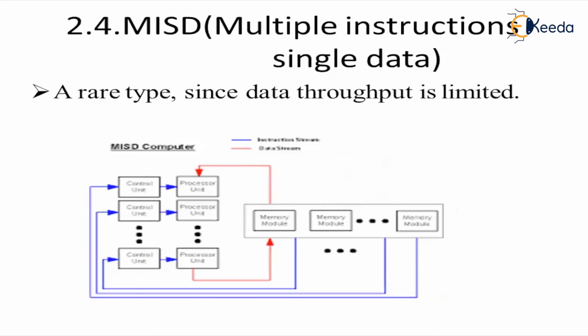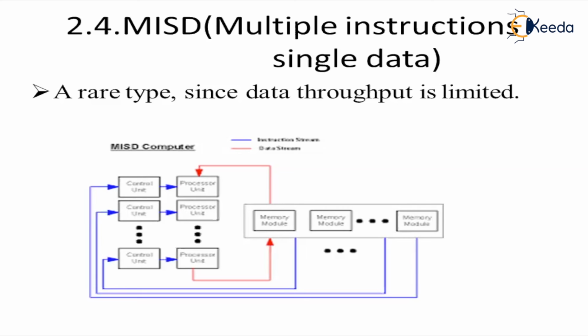Now you have multiple instruction single data. What do you understand by multiple instruction single data? It is a type of parallel processing system where multiple functional units perform different operations on the same data. Pipeline architecture belongs to this type, though a purist might say that the data is different after processing by each stage in the pipeline. So it is performing multiple instruction single data simultaneously. It is a very rare type since the data throughput is limited.